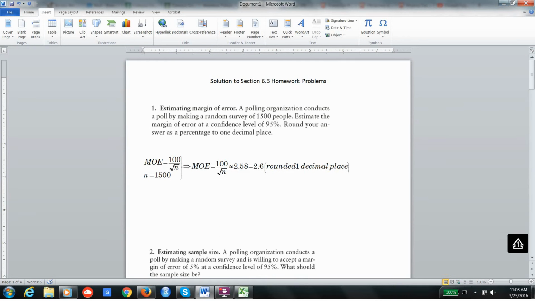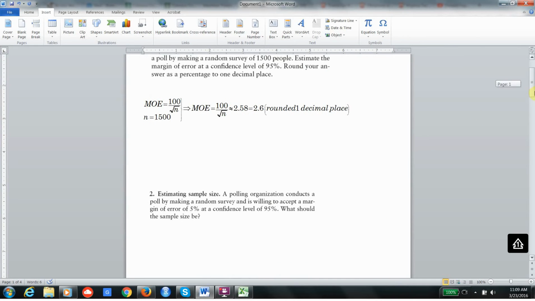All right. So here we're doing something a little different. Here we're doing a sample size calculation. It says a polling organization conducts a poll by making a random survey, and they're willing to accept a margin of error of 5% at a 95% confidence level. What should the sample size be? If you go back up to the formula for margin of error, you notice that there are two unknowns: margin of error and sample size. Here they're telling us that they want a margin of error of 5%, and they're asking us what sample size they need.